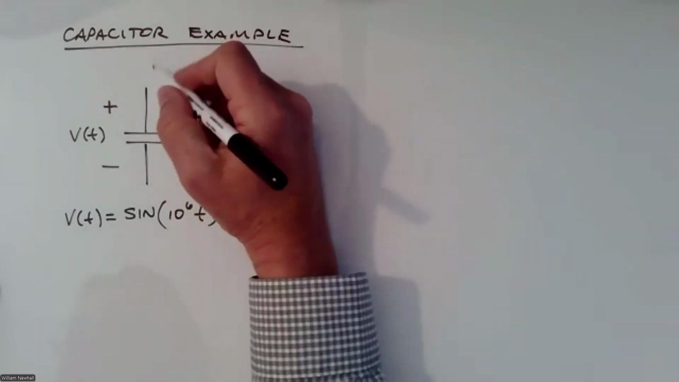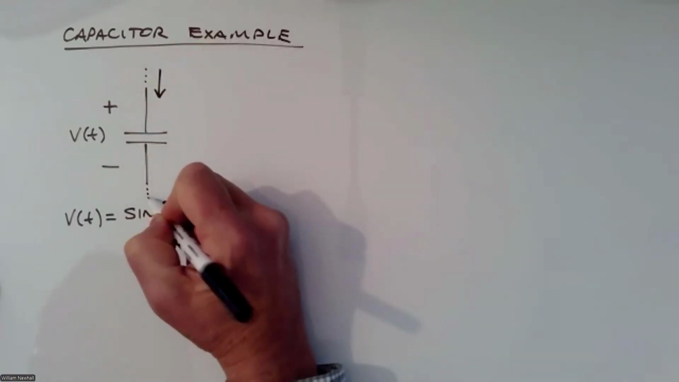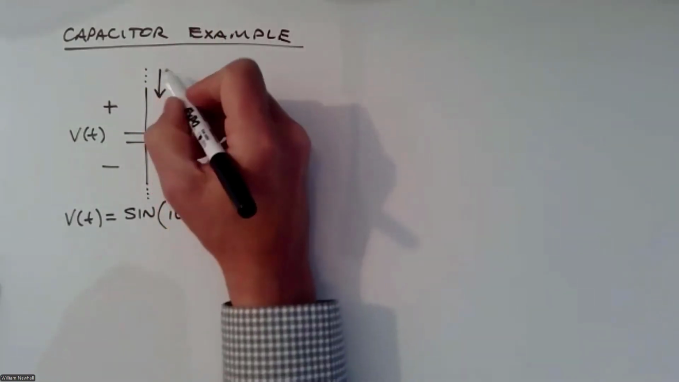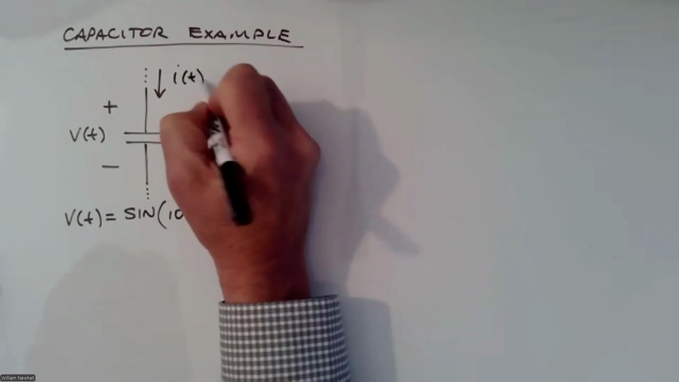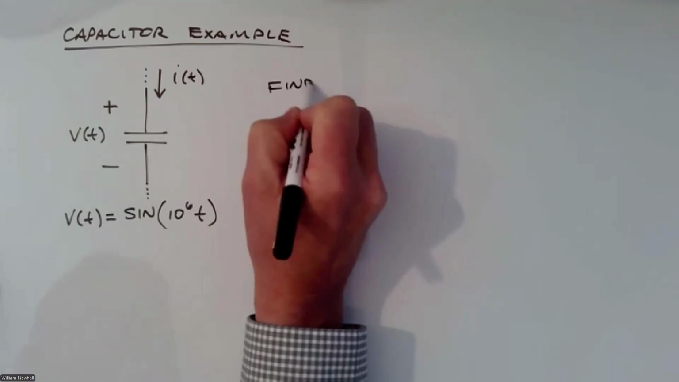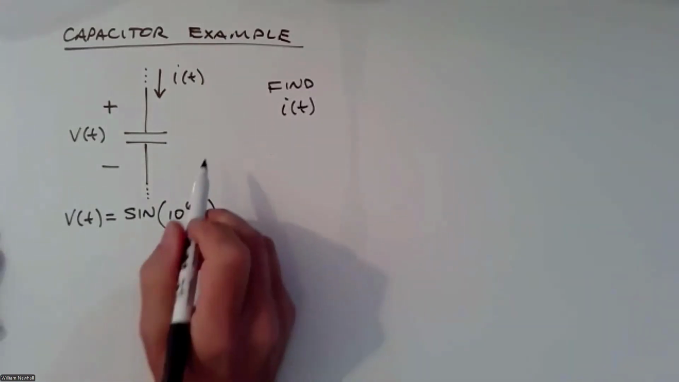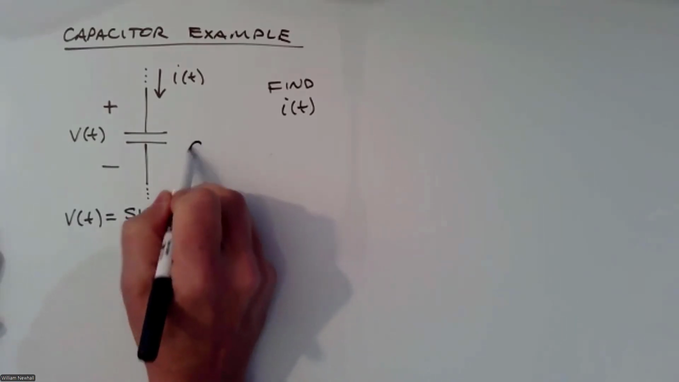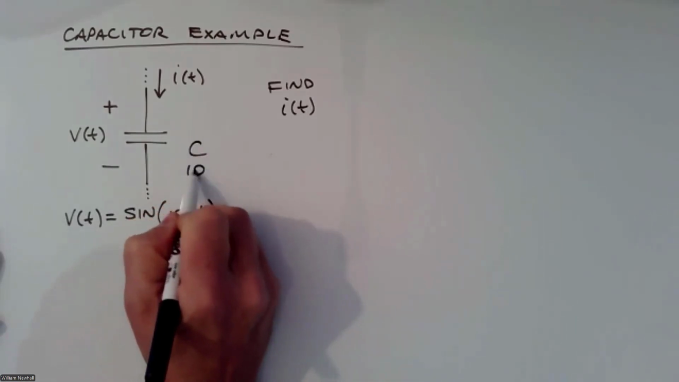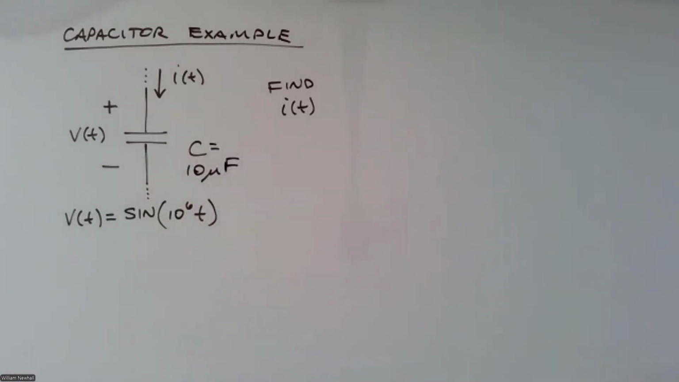Okay. And then let's suppose you want to figure out what is the current I of t given that voltage. So find I of t. And you look at the package of the capacitor and it says C is equal to 10 microfarads. So it's a 10 microfarad capacitor.